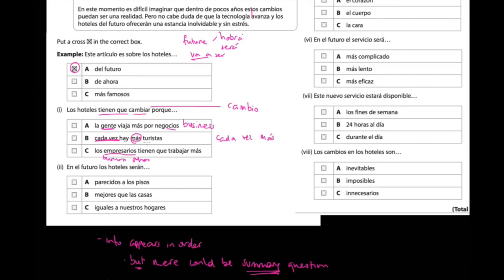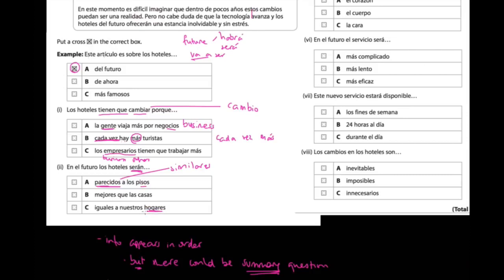"En el futuro, los hoteles serán." In the future, hotels "serán," will be. "Parecidos a los pisos." Notice parecidos, similar. In Spanish, we also have the word similar, or in this case it would be similares, but notice that they've chosen the non-cognate. "A los pisos," flats. "Mejores que las casas," better than houses. "Iguales a nuestros hogares," the same as our hogar, homes. Hogar is the word for home.